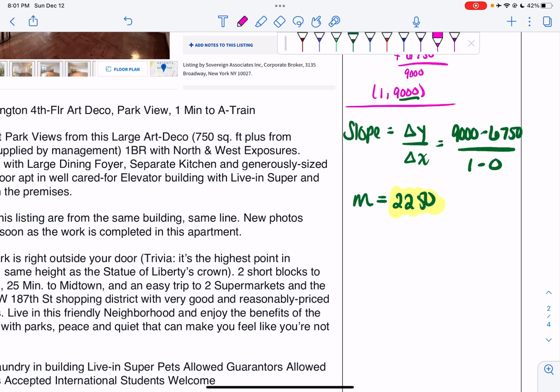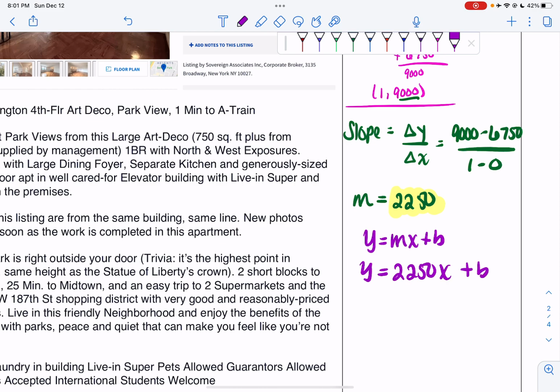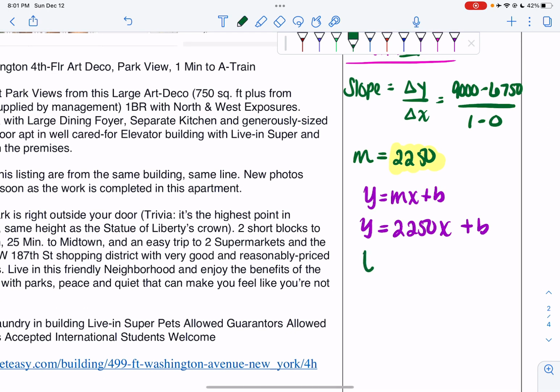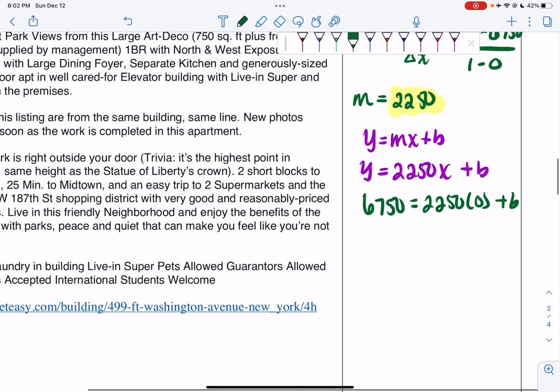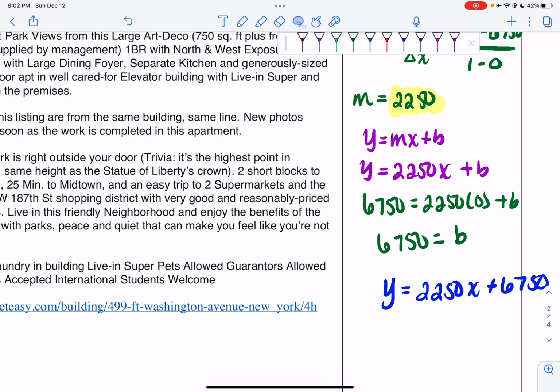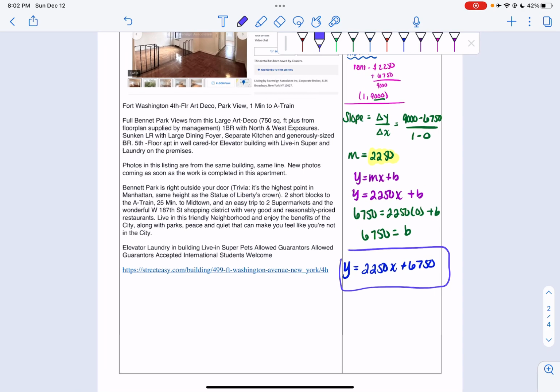So when I go to y equals mx plus b, I get y equals 2,250x plus b. I'm going to substitute in my (0, 6,750). So I have 6,750 equals 2,250 times 0 plus b. Anything times 0 is 0. So I just get my y-intercept of 6,750. Now I put it all together, and my final answer is y equals 2,250x plus 6,750. And that's the equation to represent the total amount of rent paid.